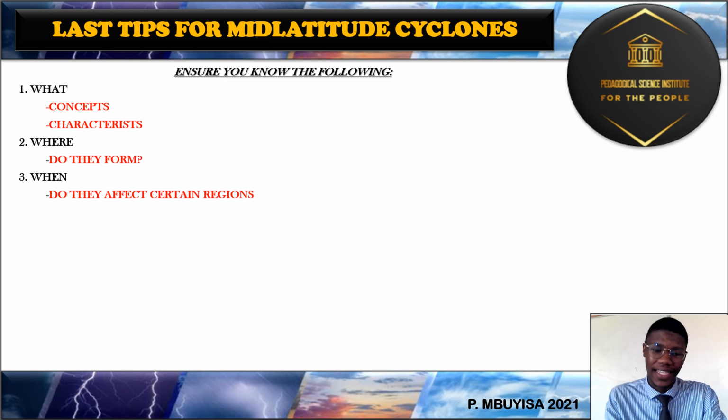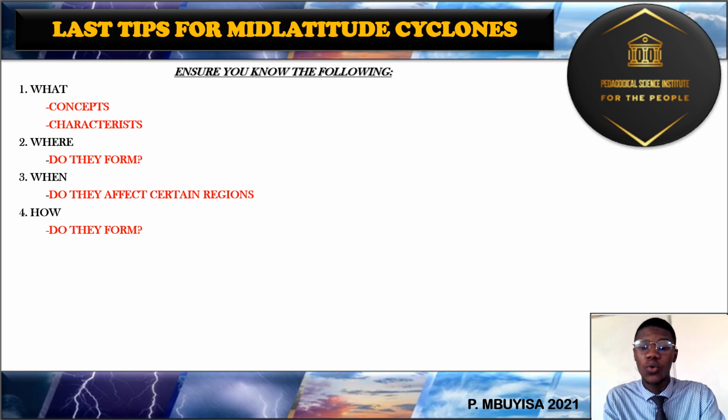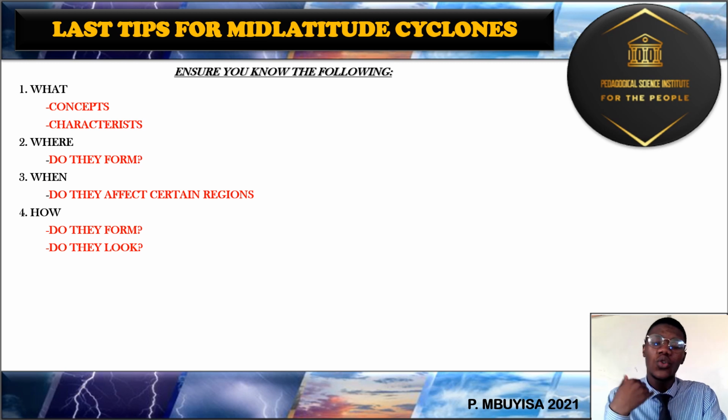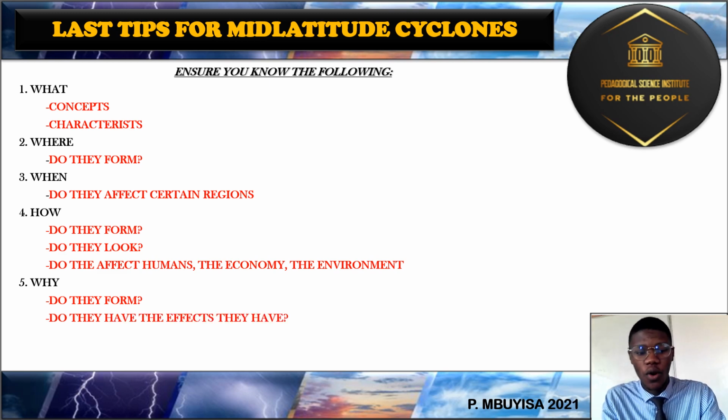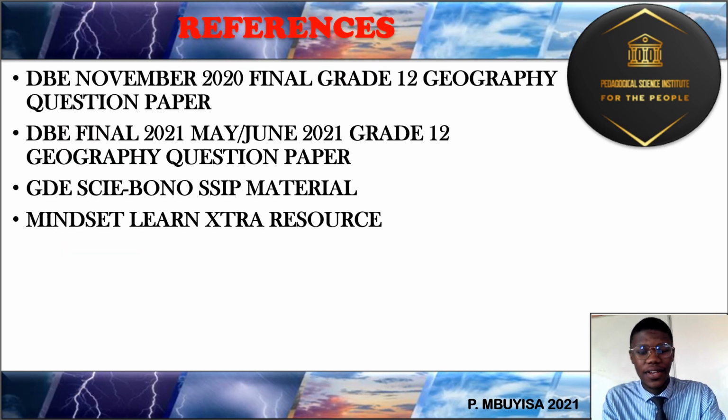When do they affect us? When do they affect certain regions? How do they affect those regions? How do they form? How do they look? So we look at cross sections and diagrams, and how do they affect humans, the economy, and the environment, and why do they have the effects that they have, and why do they form? Why do they have the effects that they have, and how can we counter them, obviously.